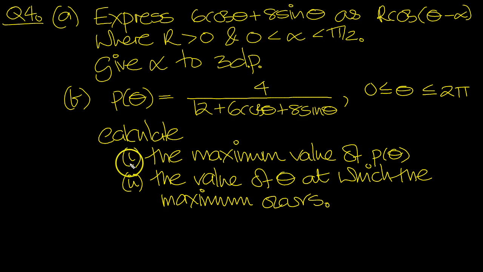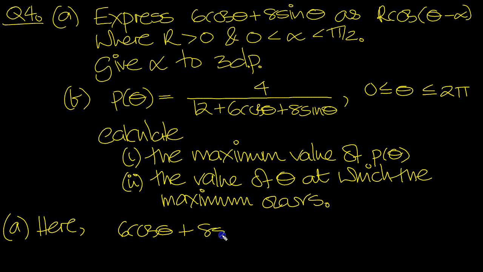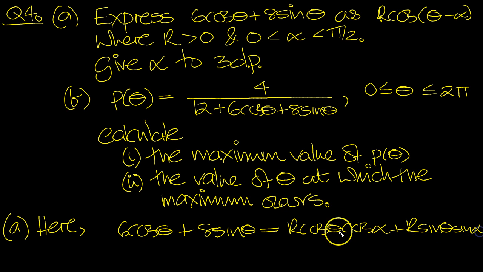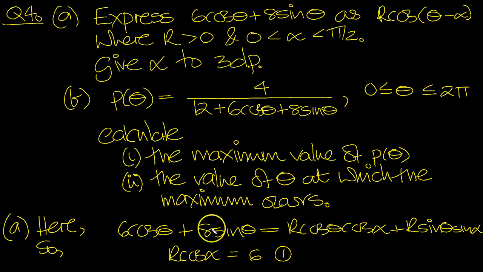Okay, so let's have a look at this then. Right, so part A. 6 cosine theta plus 8 sine theta is equal to this, which we can write as r cosine theta cos alpha plus r sine theta sine alpha. So r cos alpha is equal to 6, and r sine alpha is equal to 8.